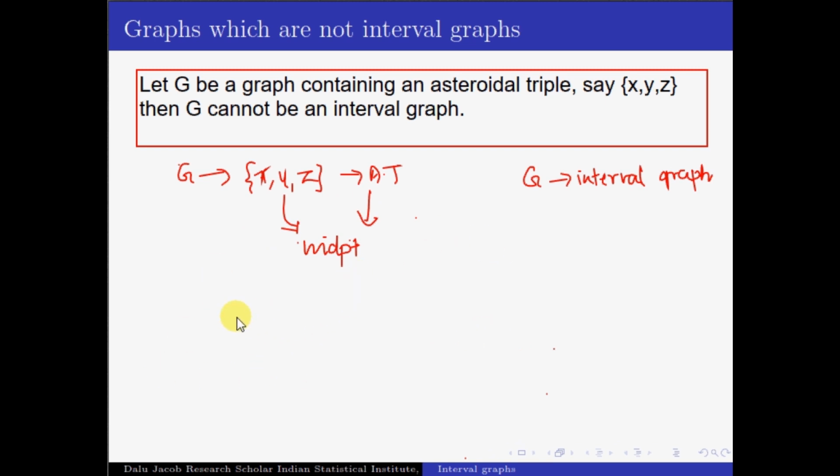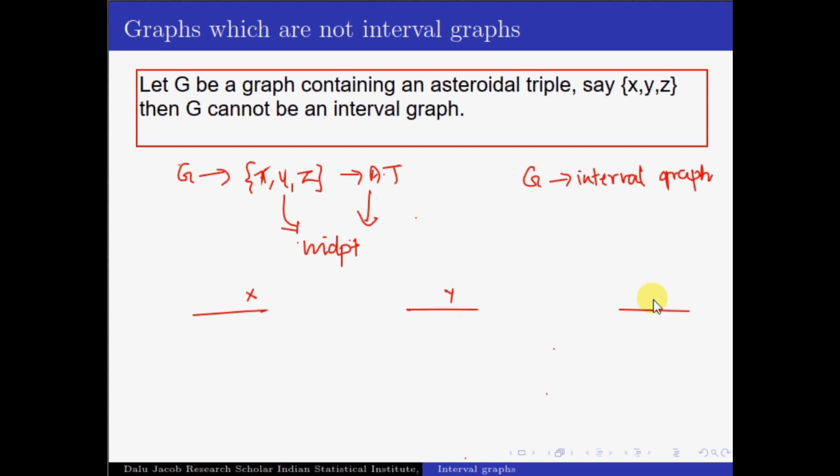There must be three vertices x, y, z. If you look at the intervals corresponding to the three vertices, then it must be something like this. But we don't know which of these vertices are x, y, and z. Actually, it doesn't matter which is x, y, z, because the asteroidal triple definition is very symmetric. So without loss of generality, I am assuming that this is x, this is y, and this is z.